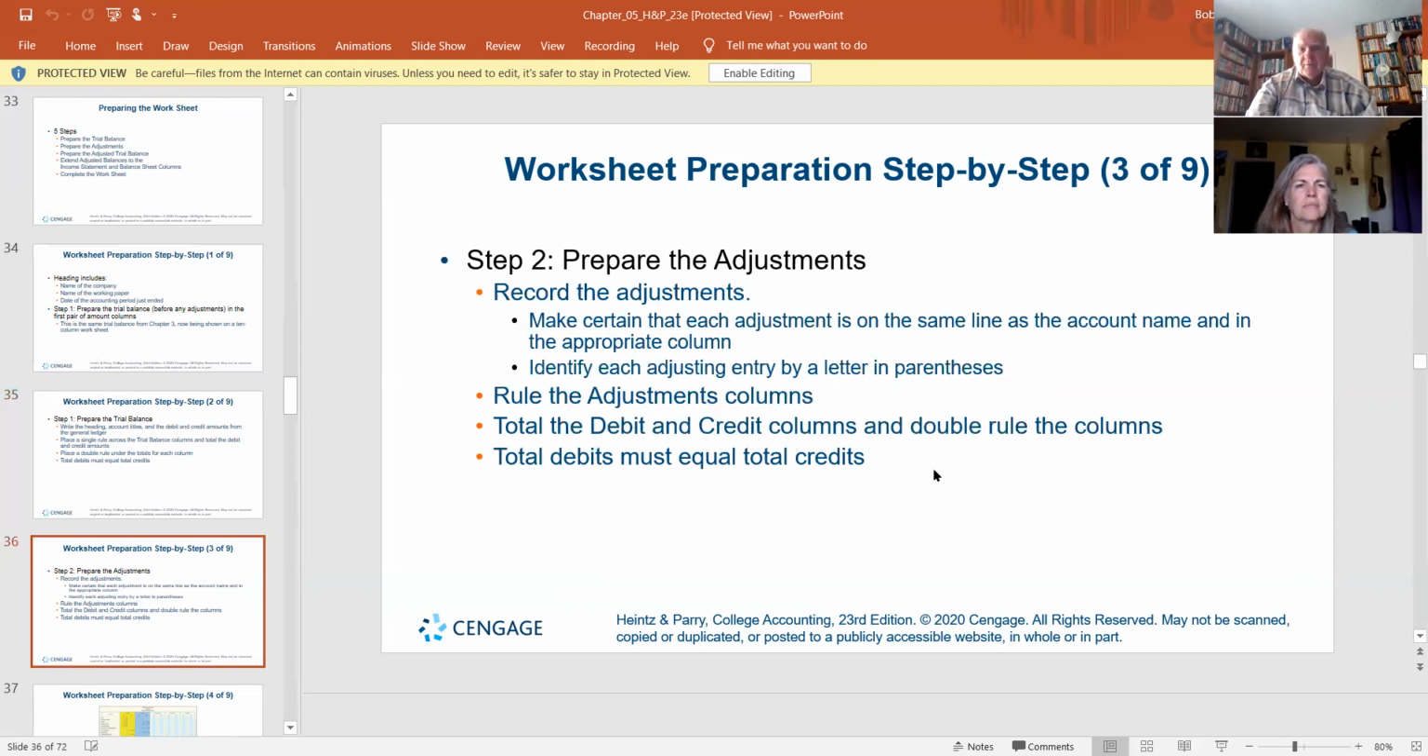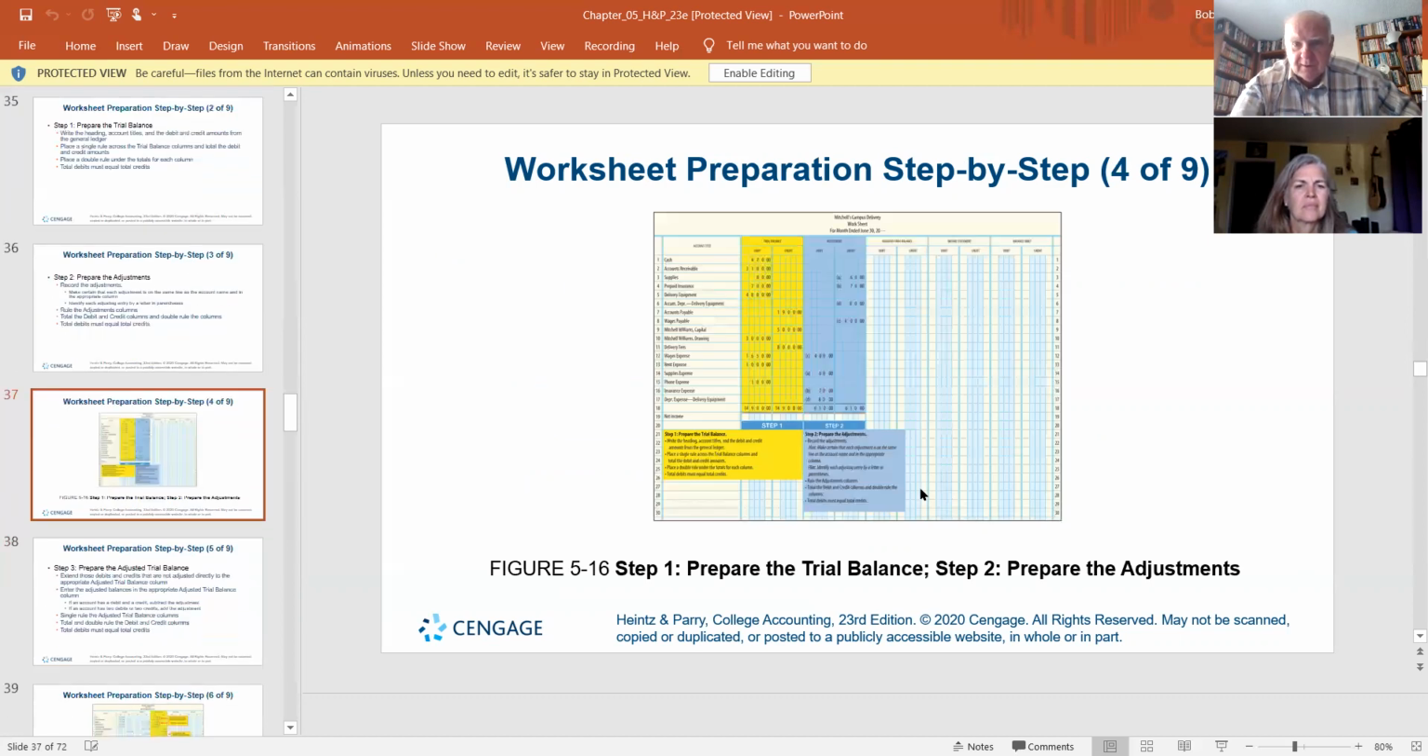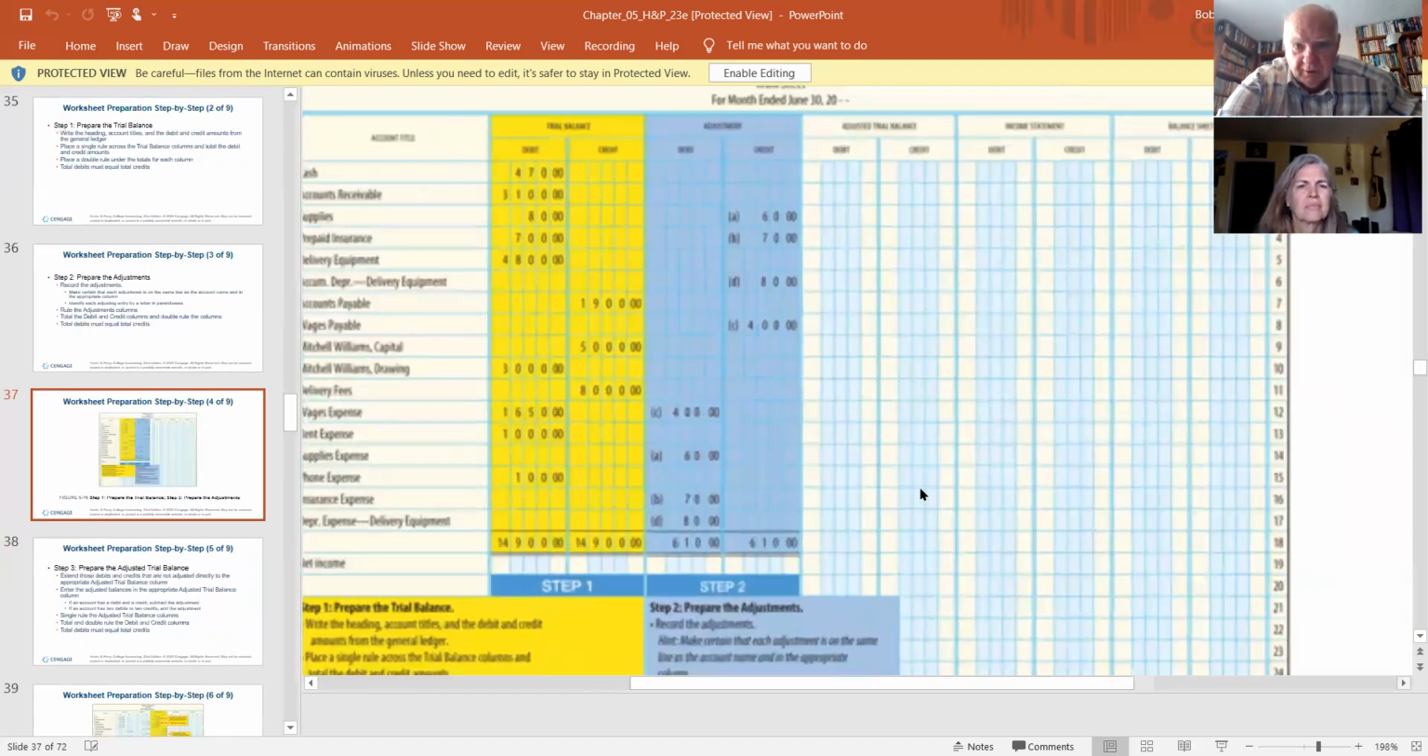Then the next 2, prepare the adjustments, record the adjustments. Make sure that each adjustment is on the same line as the account. It's easy to go off by 1 if you're not careful with lining it up with the eyes. And then you can do the adjustment column and get that total. And here is the 10-column thing right here.